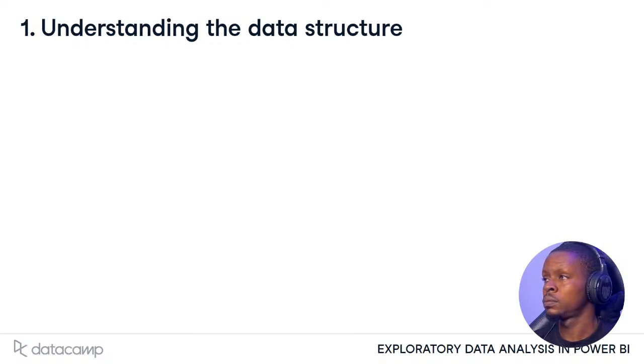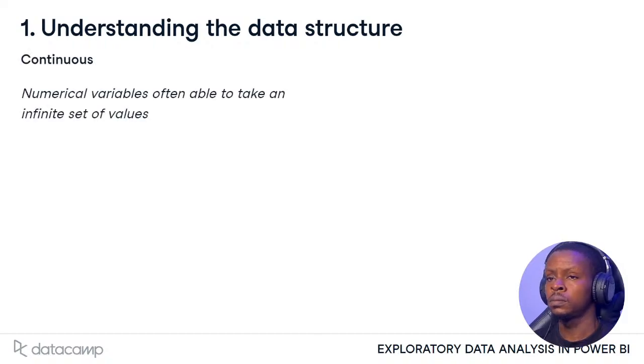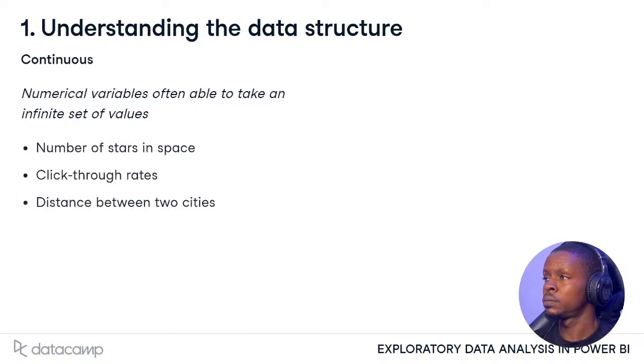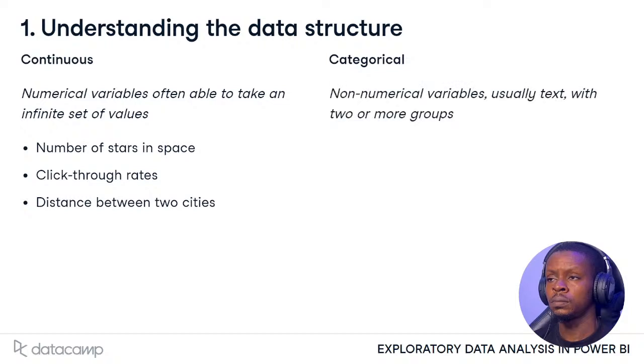There are 2 types of variables. Continuous variables are often numerical, taking an infinite set of values. Examples are number of stars, click-through rates, and distance between cities. Categorical variables, or non-numerical, can have 2 or more groups. Some examples here would be house types, country, and company. Knowing this structure helps influence the next steps of EDA.